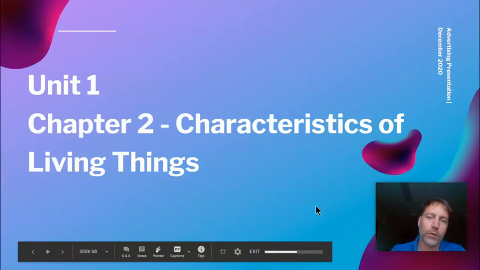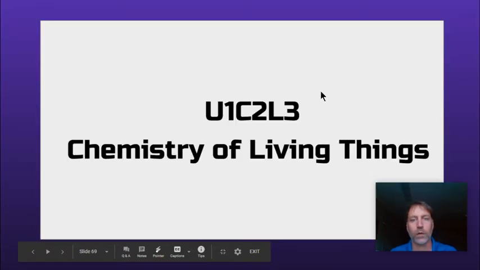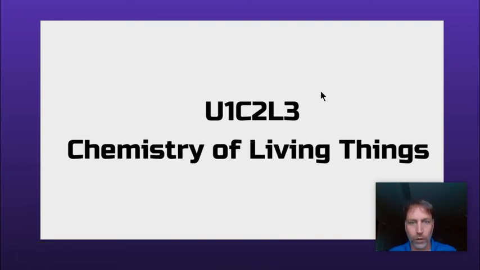Today we're in chapter 2 where we talk about the characteristics of living things. Specifically, we're going to be talking about lesson 3, the chemistry of living things. What we've talked about so far is what makes something alive. That was lesson 1. And what are the needs of those things? And that was lesson number 2.